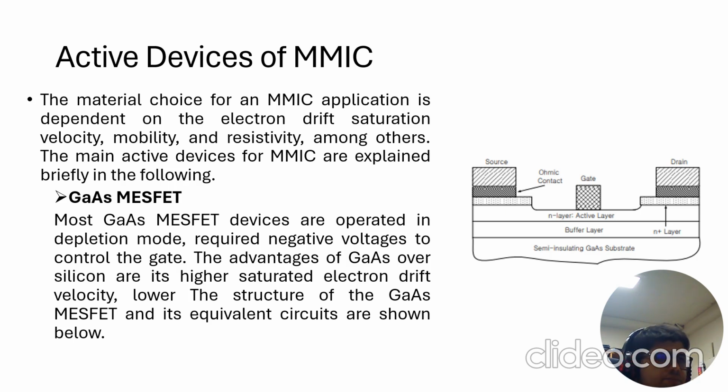You can see the gallium arsenide MESFET. Here is the source, and between the source and the N-type layer there is only contact. This is the gate, and here is the drain, and then the active layer and the buffer layer. The same is the insulating substrate.